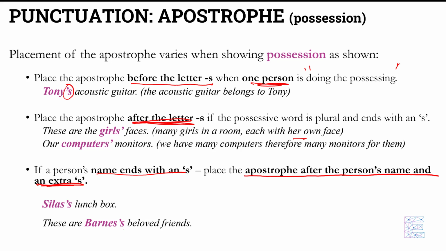And that's it. Let's quickly recap. One person owning something and their name does not end with an S, you're going to add apostrophe S. Plural noun that ends with an S, you're going to put the apostrophe after the S: girls' faces, computers' monitors. In the last scenario, if a person's name ends with an S and you want to give them ownership, you have to put an apostrophe and an extra S at the end of that.